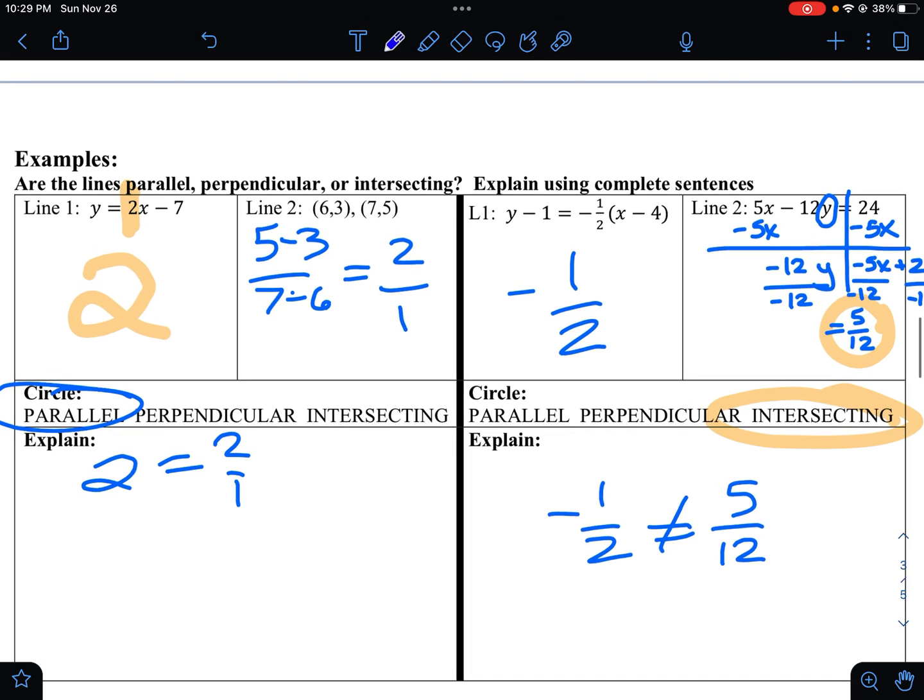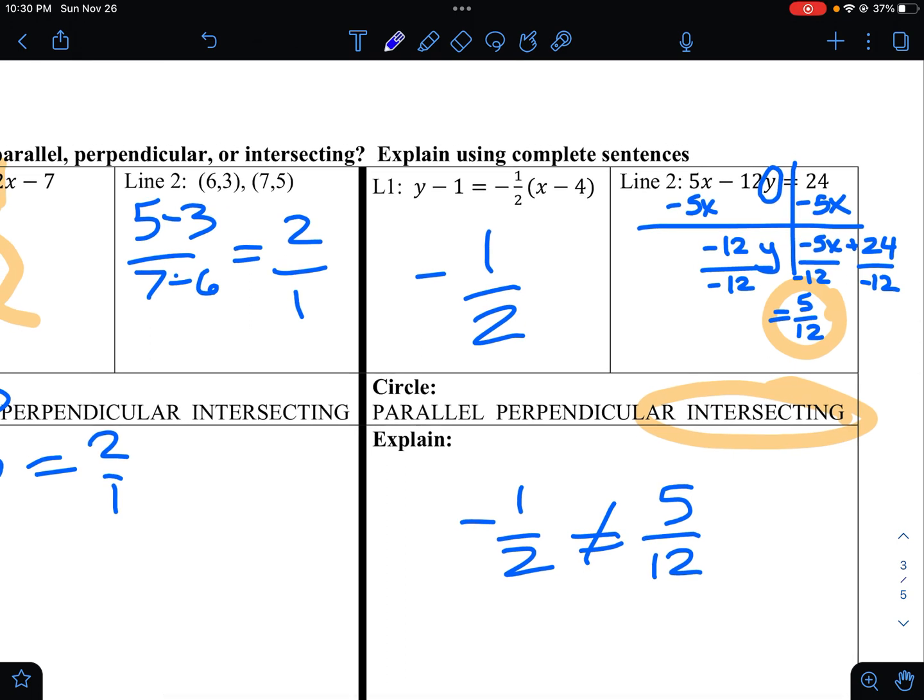So we look at our first example down here, you'll notice that I've given it to you in every way possible. Line 1 on the first example is just y equals mx plus b, so our slope is 2. On line 2, I gave you 2 ordered pairs, so you actually have to calculate it. So 5 minus 3 is 2, and 7 minus 6 is 1. Again, those are identical. 2 is the same as 2 over 1. So you're going to circle here the parallel, and you're just going to tell me that they're the same.